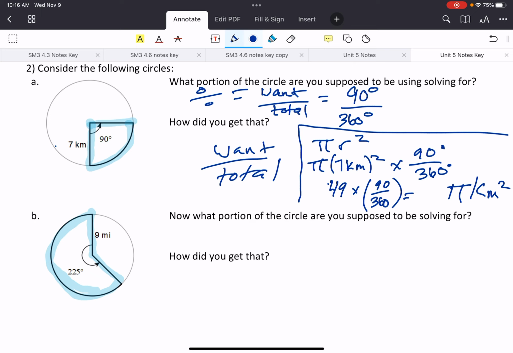This was 49 over 4 pi kilometers squared. So that is your exact area of that portion. The approximate, you would then take the 49 divided by 4 times pi, and you get 38.48 kilometers squared.